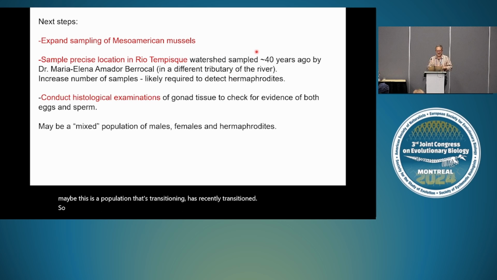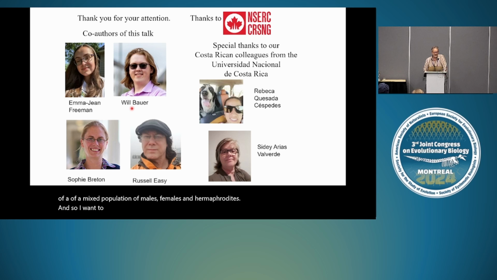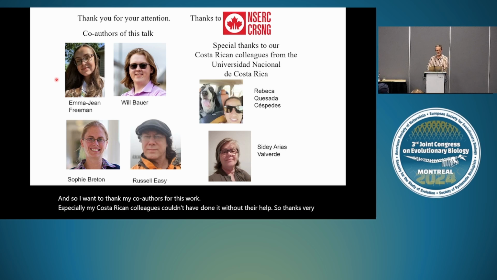So we want to expand our sampling and go back to the precise location in the Rio Tempisque watershed where Dr. Amador Barricol found some hermaphrodites 40 years ago, and see if we can get some hermaphrodites. Ideally, we should do some histological examinations to determine if they are, in fact, hermaphroditic. Maybe we'll find evidence of a mixed population of males, females, and hermaphrodites. I want to thank my co-authors for this work, especially my Costa Rican colleagues who couldn't have done it without their help. Thanks very much, and I'll happily answer any questions.